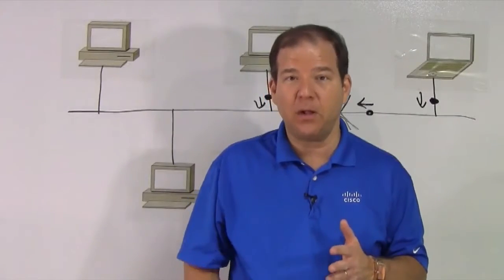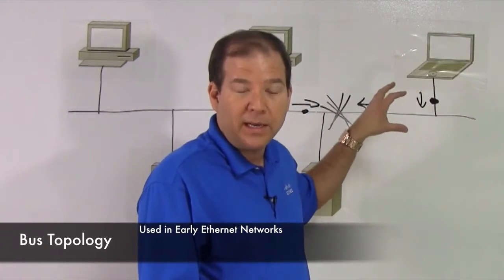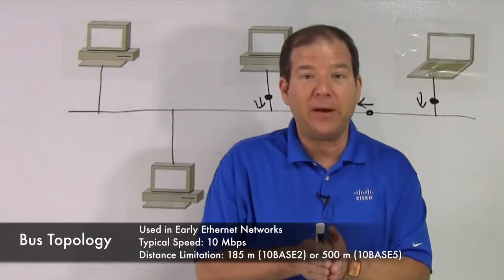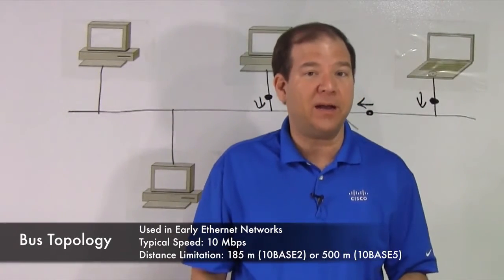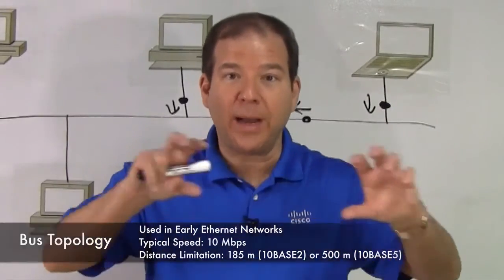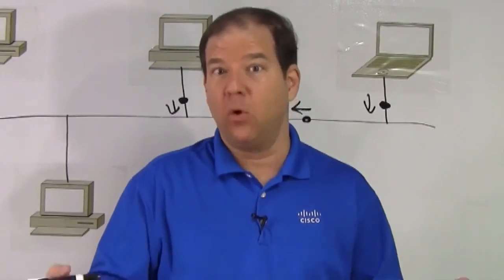To sum up the bus topology, we're probably not going to be using it in today's modern networks. This was the way that early implementations of Ethernet worked. The speed was almost always 10 megabits per second. The distance limitation varied a little bit. It was about 185 meters for ThinNet. It was about 500 meters for ThickNet, and the devices tapped on to the coaxial cable that was weaving throughout the office space on a floor of a building.